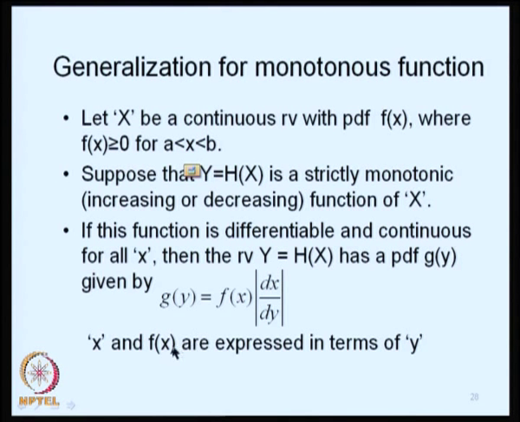So, we express both x and f of x in terms of y, and then obtain g of y is equal to f of x, which is a function of y, times the absolute value of dx by dy, by differentiating x, which was expressed in terms of y, with respect to y.